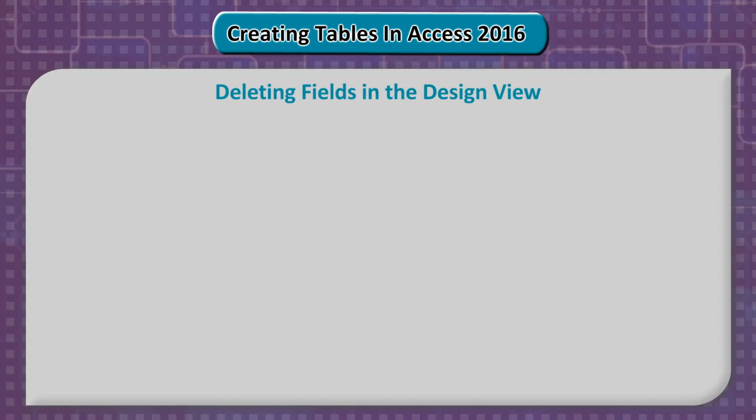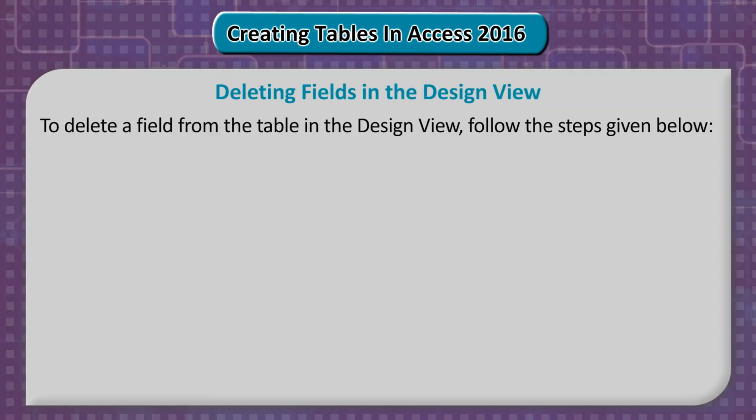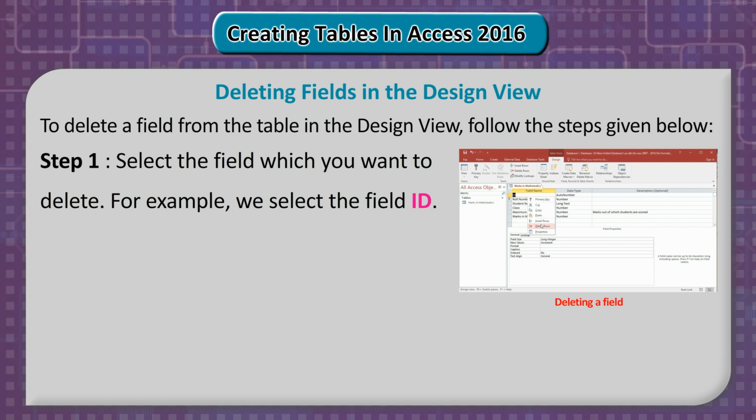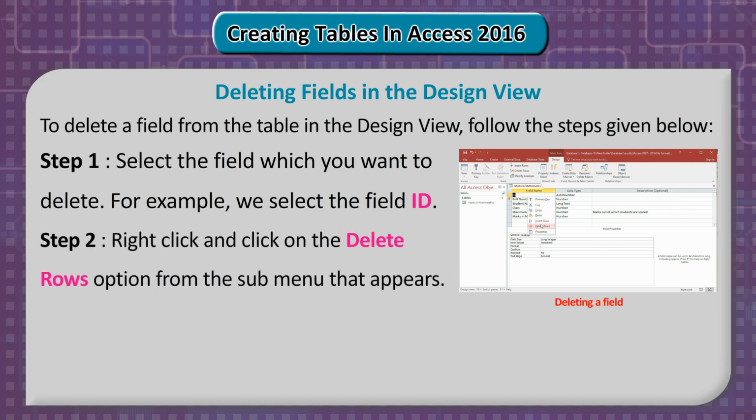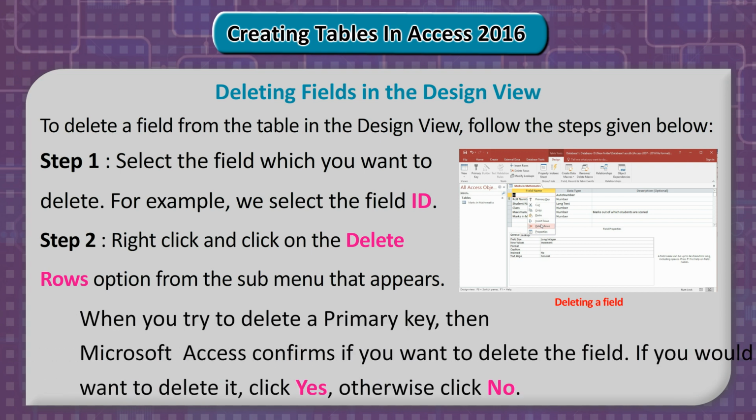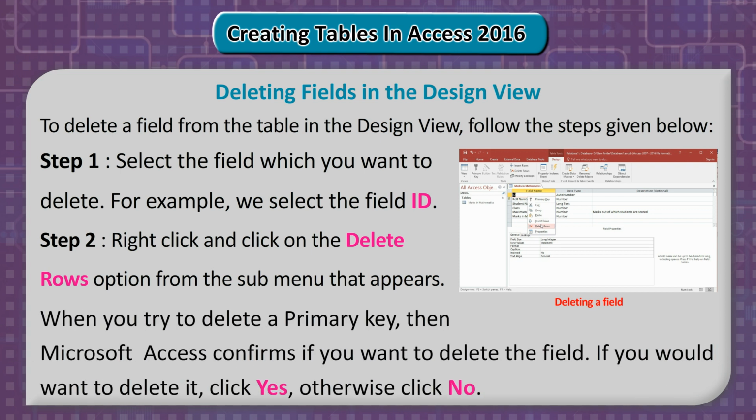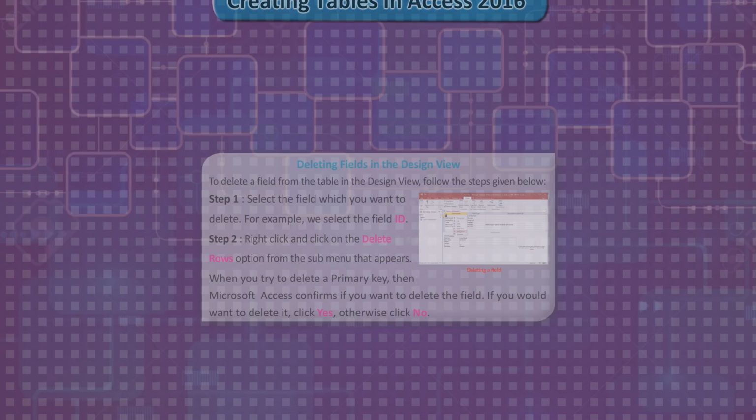Deleting fields in the design view. To delete a field from the table in the design view, follow the steps given below. Step 1. Select the field which you want to delete. For example, we select the field ID. Step 2. Right-click and click on the Delete Rows option from the submenu that appears. When you try to delete a primary key, then Microsoft Access confirms if you want to delete the field. If you would want to delete it, click Yes, otherwise click No.